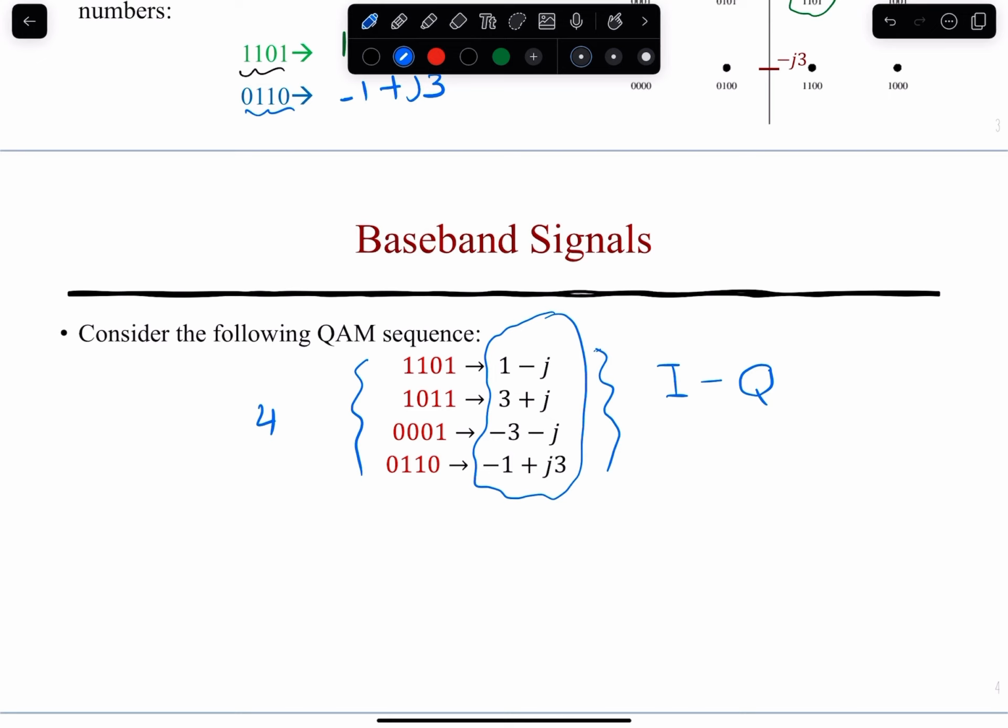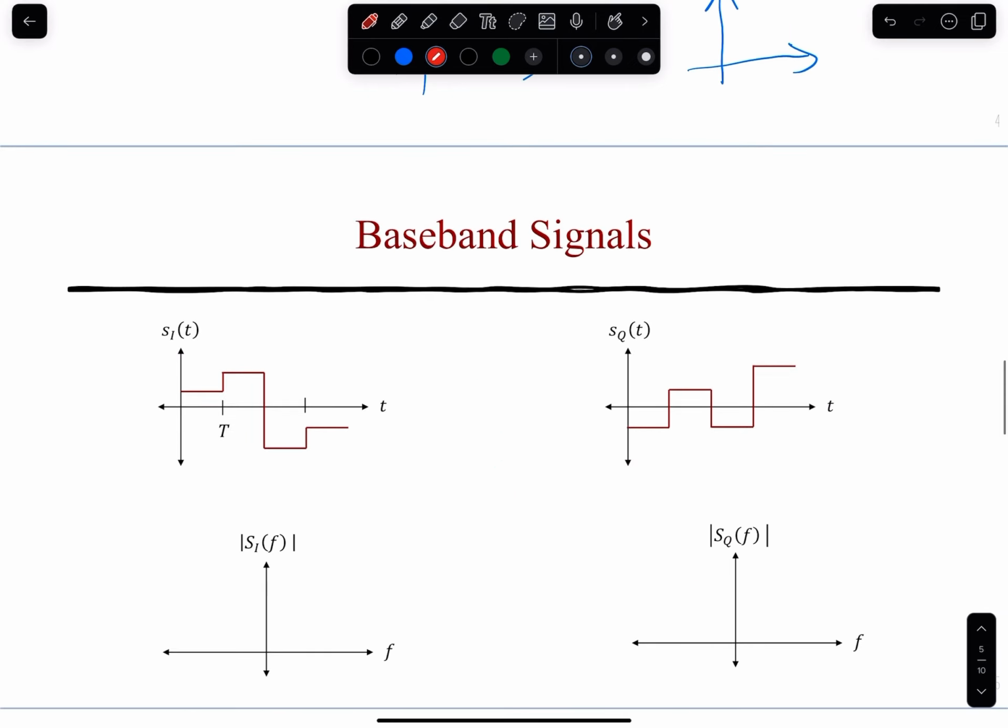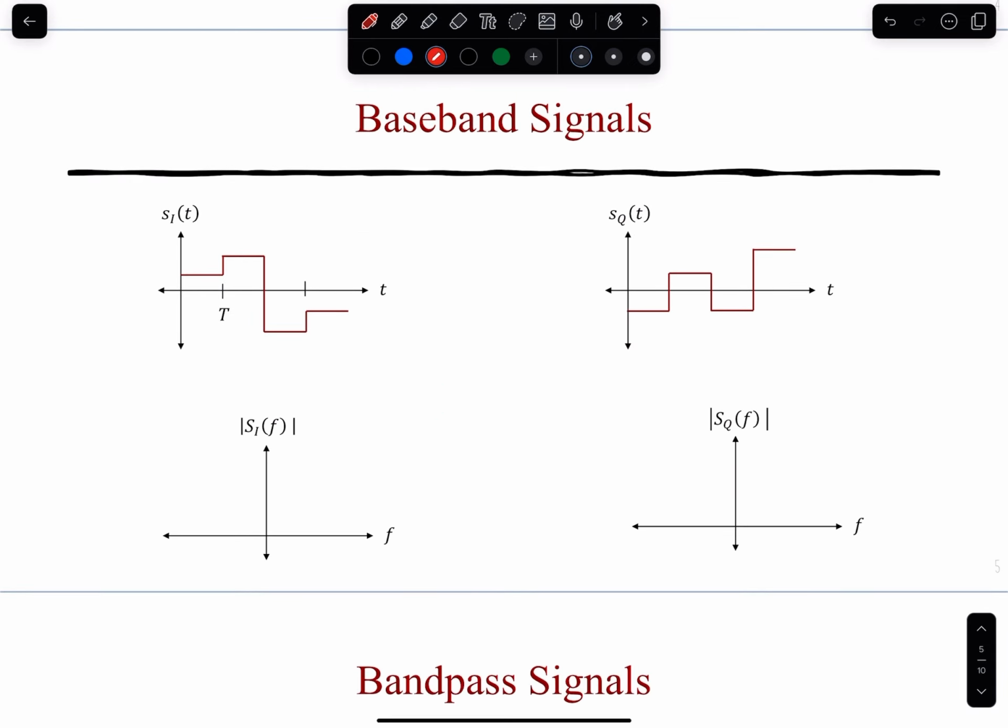So to do that, we will take the in-phase part for those numbers and plot it, and we are going to take the quadrature parts and plot them as pulses. So for example, let's take the real part here. We have 1, 3, -3, and -1. We are going to call this the in-phase part of the signal, IT, and we are going to plot it as pulses.